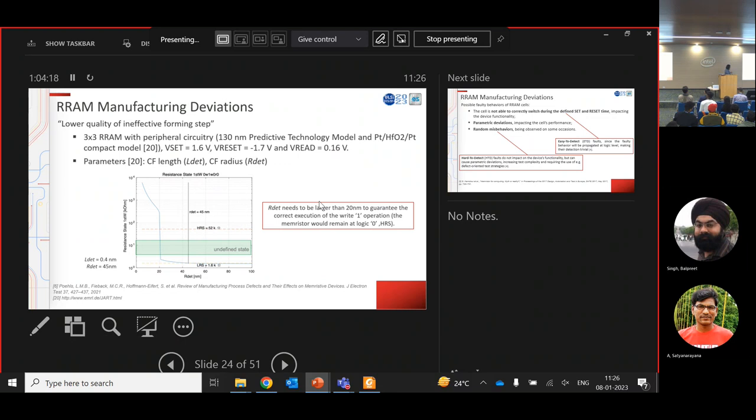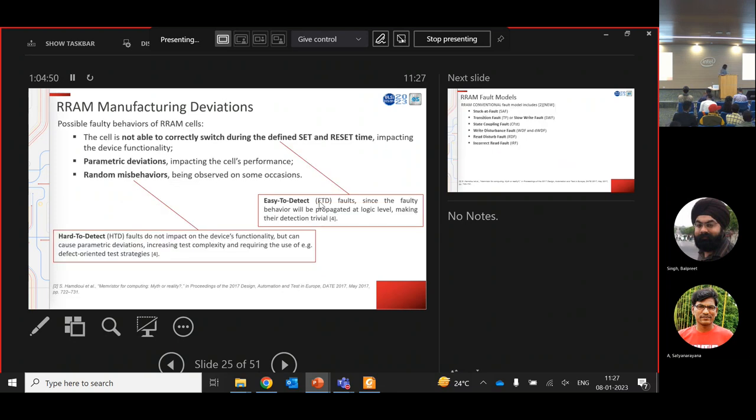And here it's possible to see, for the radius of the filament again, that this parameter needs to be larger than 20 nanometer to guarantee the correct execution of a write one operation. Otherwise, you are going to remain at logic zero. So here it's possible to see that if you don't have this value, you are going to remain in high resistance state. And here is the undefined state range.